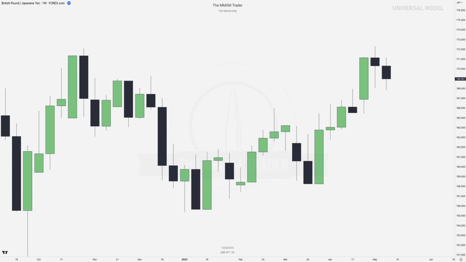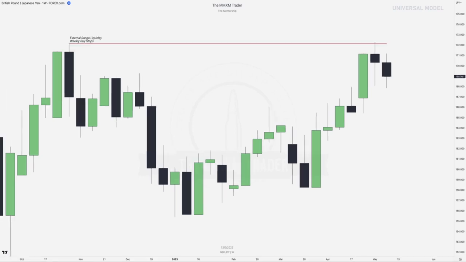We've got this British pound, Japanese yen weekly chart, right? Have a little look, where are we going and where are we coming from? This is the why, right? The long-term perspective. So if you saw that external range liquidity being taken right to the left of here, we've got that external range purge.